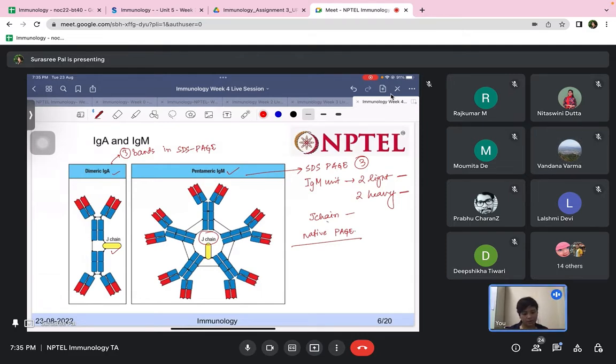So native page is what? Native page is non-denaturing page. Non-denaturing means the SDS treatment is not done for native page, so there will be no denaturation of the protein. And if we run it in the non-denaturing page or native page, it will form 1 band because it will migrate as it is. It will not lose its structure. Alright, so this is how IgA and IgM look in their multimeric forms.